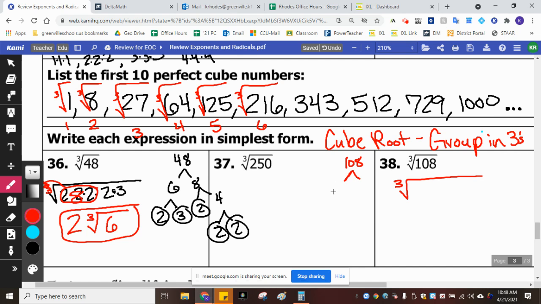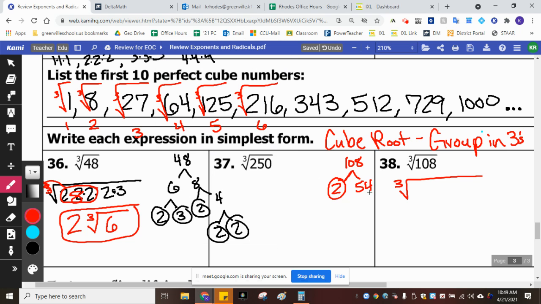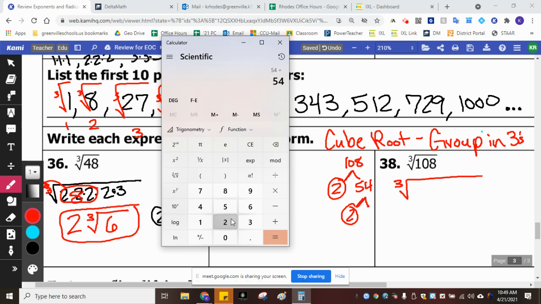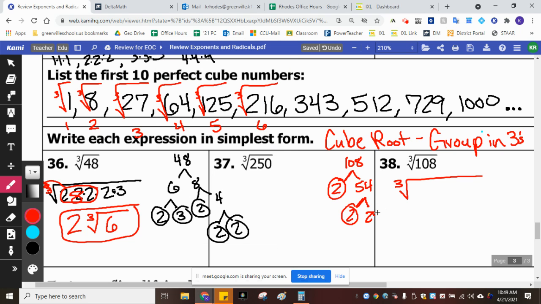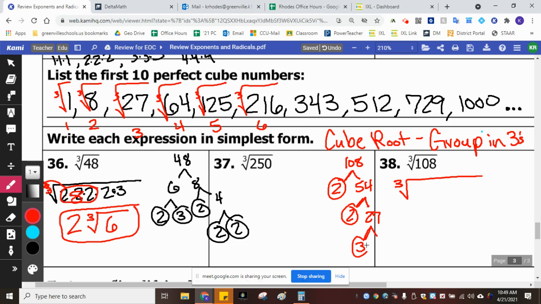I'm going to just, it's even, I'm going to just do it by 2. So if this is the way you're going to do it every time, that's okay. So 108 divided by 2 is 54. 54 is even. So again, I'm going to divide that by 2. 27. Okay, that works. 27 is not even, so I can't use 2 anymore, but I can try 3. 3 and 9. And then 9 is 3 and 3.